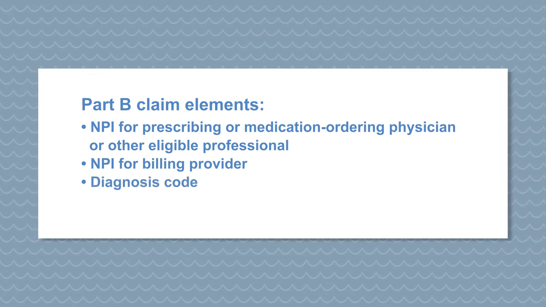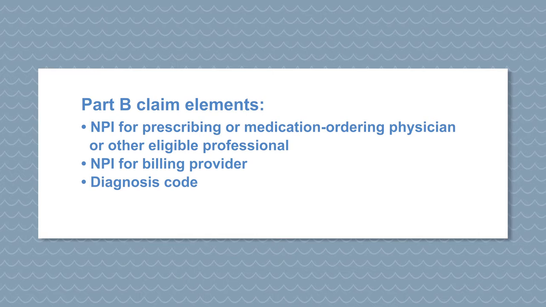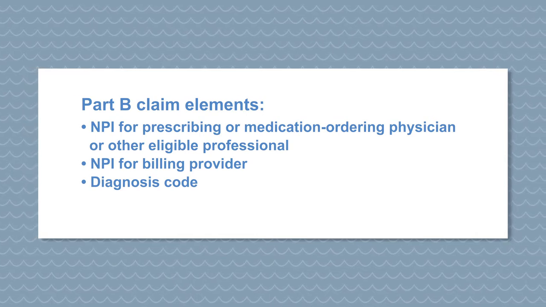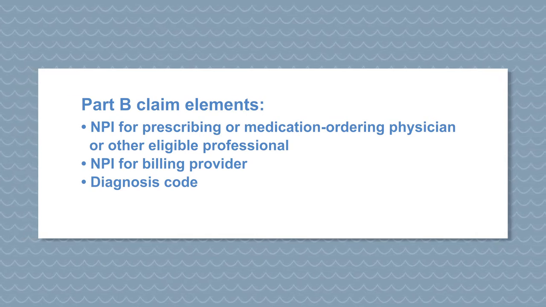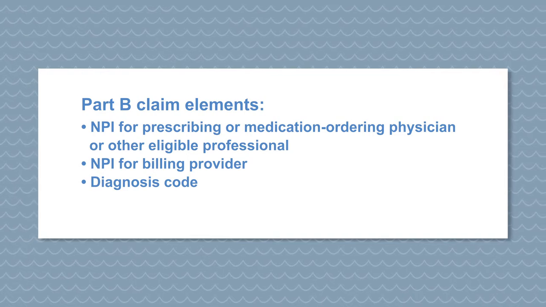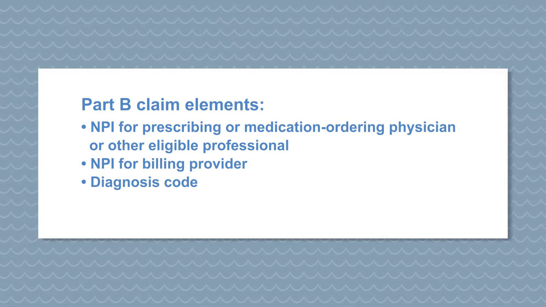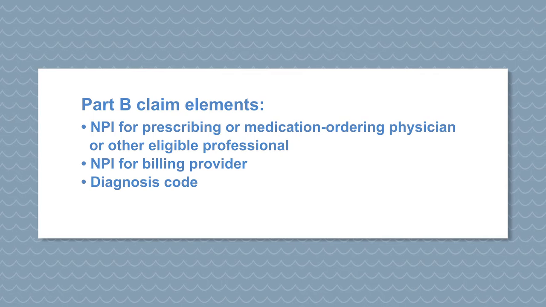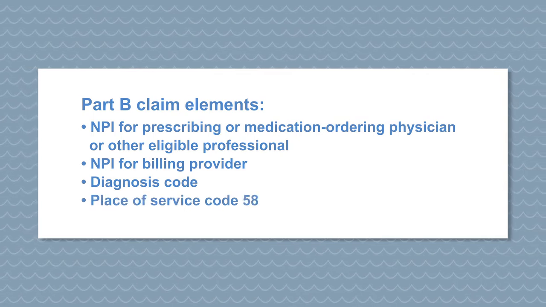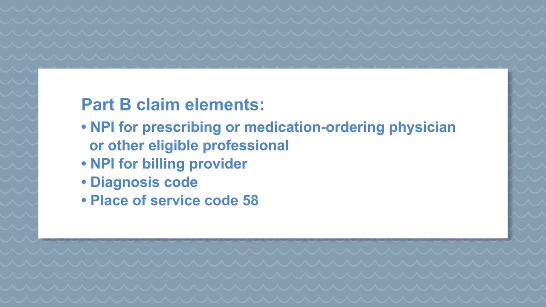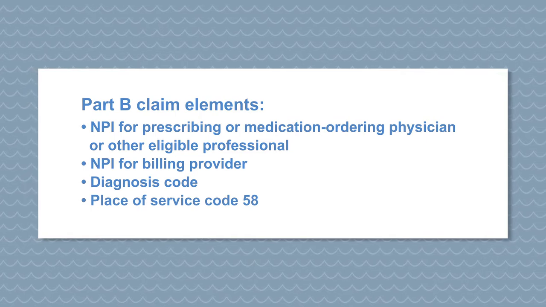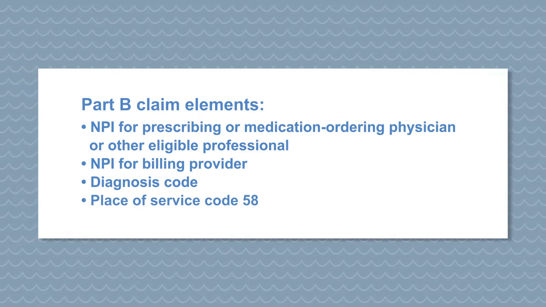Third is the diagnosis code. Make sure to report the most appropriate code to represent each patient's diagnosis or nature of illness or injury. Remember that the diagnosis must be coded to the highest level of specificity. And last is the place of service code. The place of service code 58 was established specifically for OTPs billing under Part B.